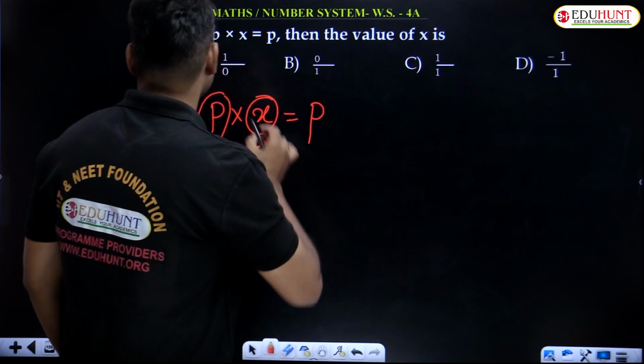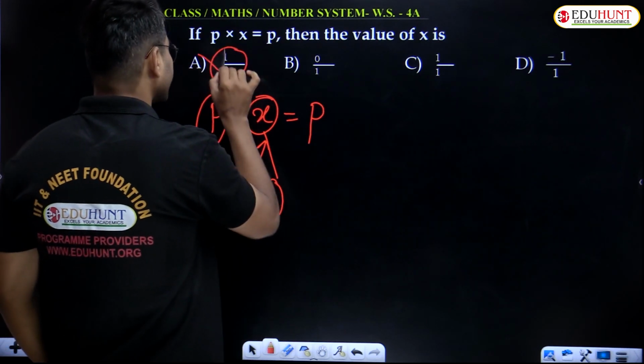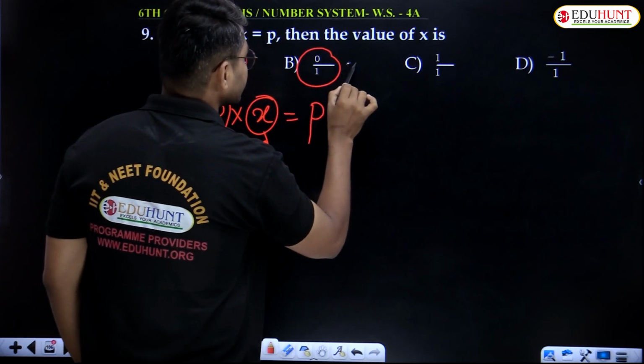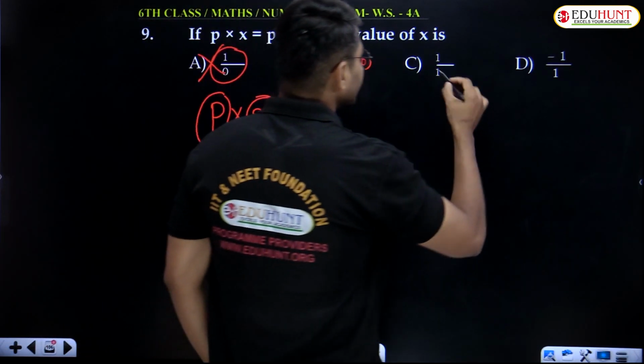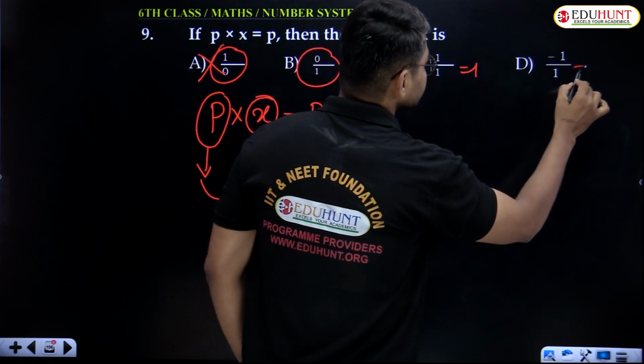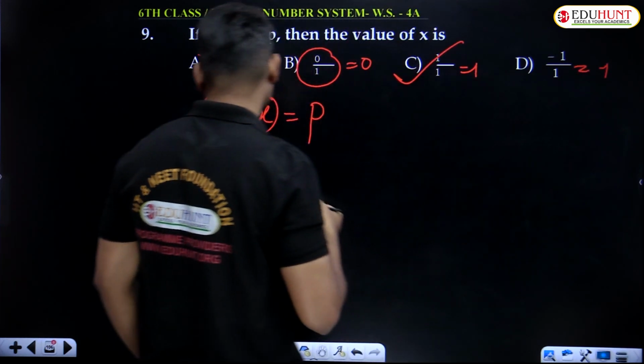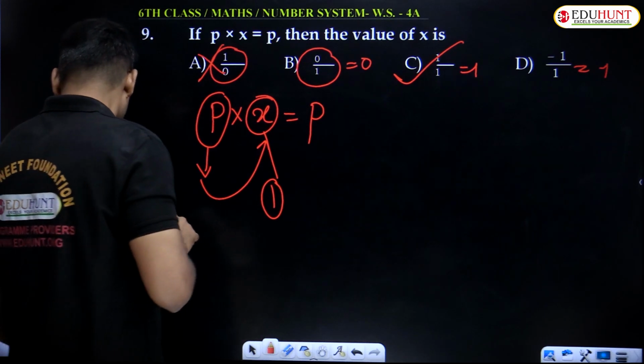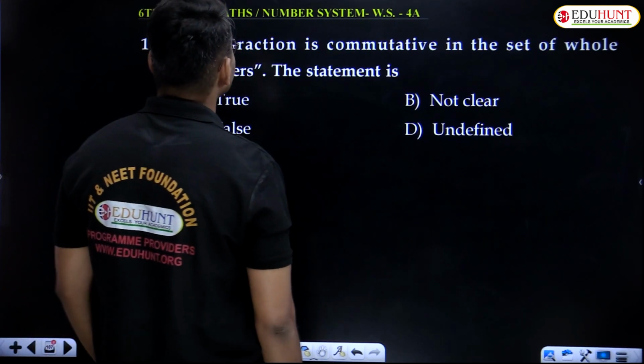See here. 1 by 0 not at all defined. 0 by 1 that is equal to 0. 1 by 1, yes, 1 by 1 is equal to 1. This is minus 1. Therefore, option C is the correct answer for this question. Let's move on to the next one.